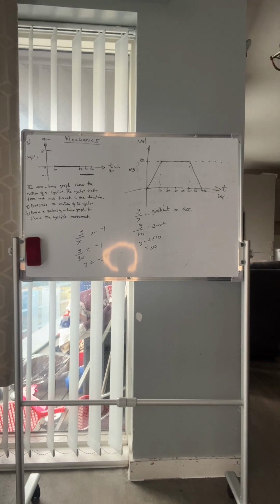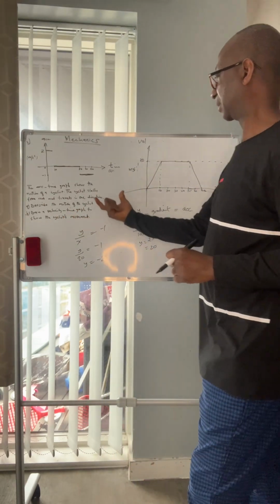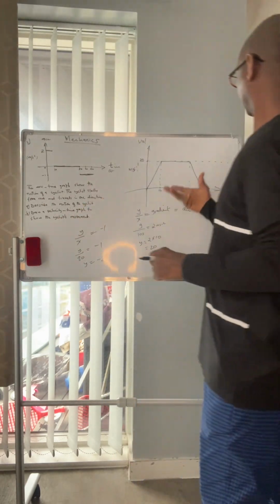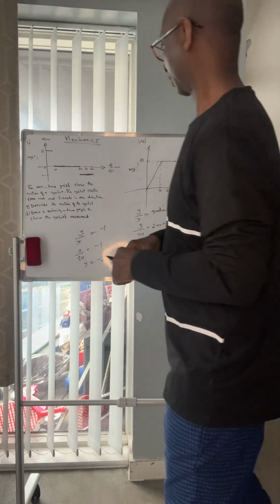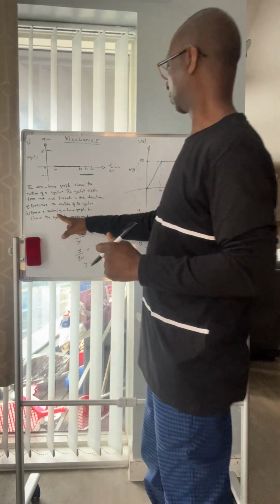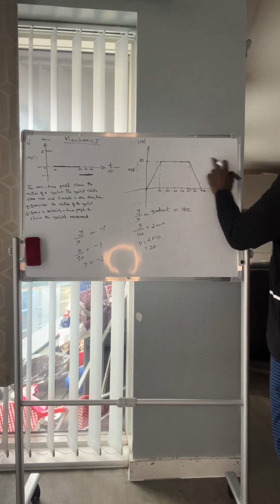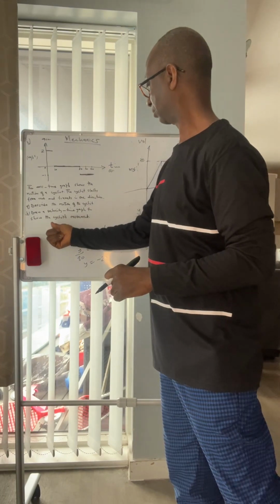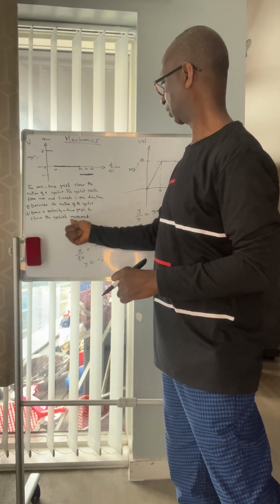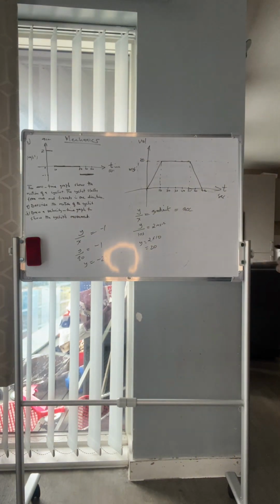So if they ask you to interpret the cyclist's motion, that's what we have done. And then they ask you to draw a velocity time graph. This is the velocity time graph of the cyclist. They ask you to draw a velocity time graph to show the cyclist movement. That's all. They don't ask us to find the distance, nothing like that. So that is it.